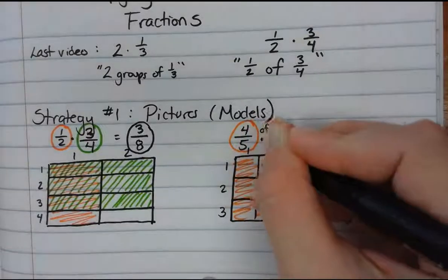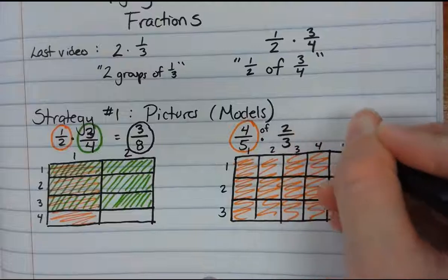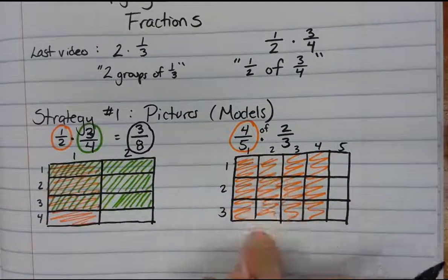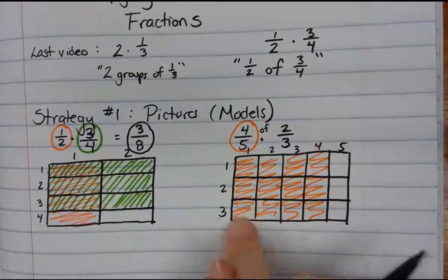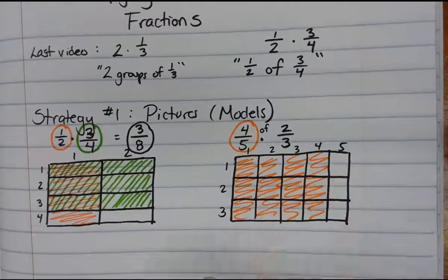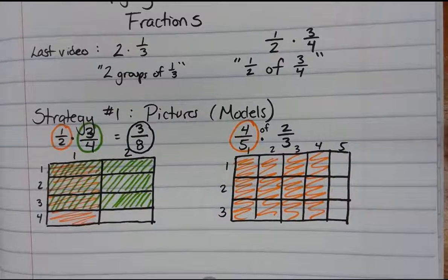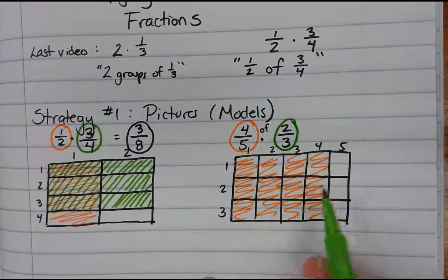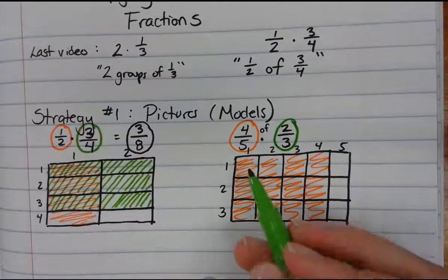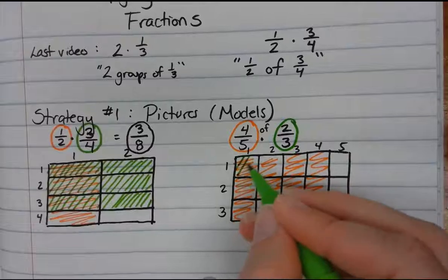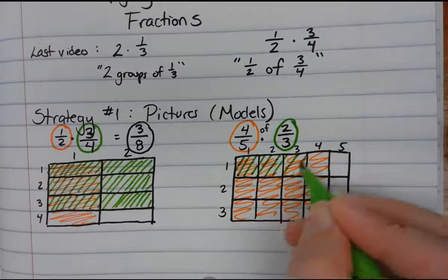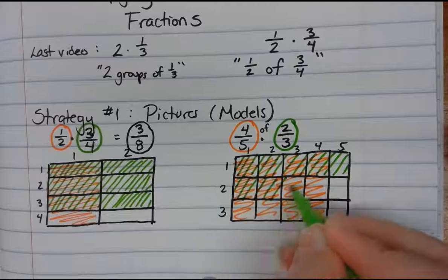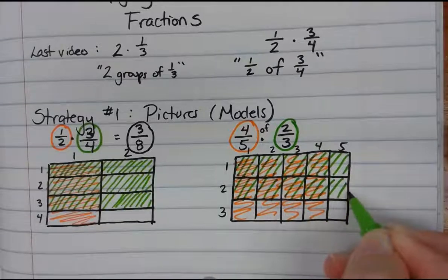Of course, across the top, there's still 1, 2, 3, 4, 5 of these. We could actually call these columns, right? So we've got 5 columns total, but 4 of them got shaded in orange. So now we're concentrating on the 2/3. So 2/3, we've got thirds in the rows, 3 rows going all the way across, and I'm going to shade in 2 of them. So 1 all the way across, and 2 all the way across.